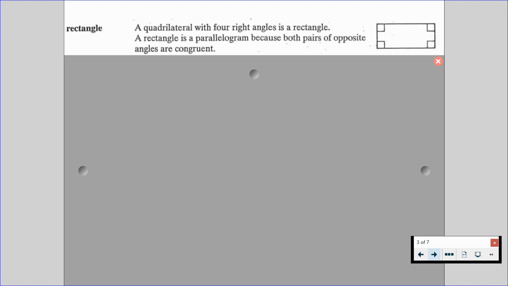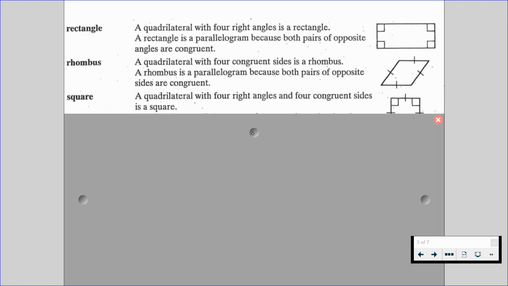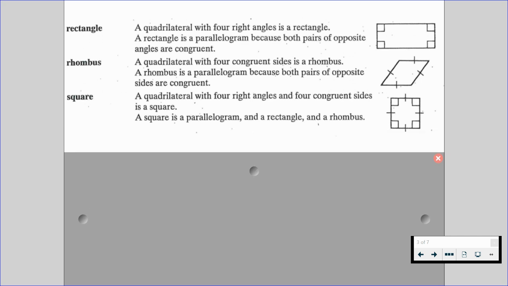Let's begin. A rectangle is a quadrilateral with 4 right angles. It's a parallelogram because both pairs of opposite angles are congruent. A rhombus: a quadrilateral with 4 congruent sides is a rhombus. A rhombus is a parallelogram because both pairs of opposite sides are congruent. And a square: a quadrilateral with 4 right angles and 4 congruent sides is a square. A square is a parallelogram. It's also a rectangle, and it is also a rhombus.